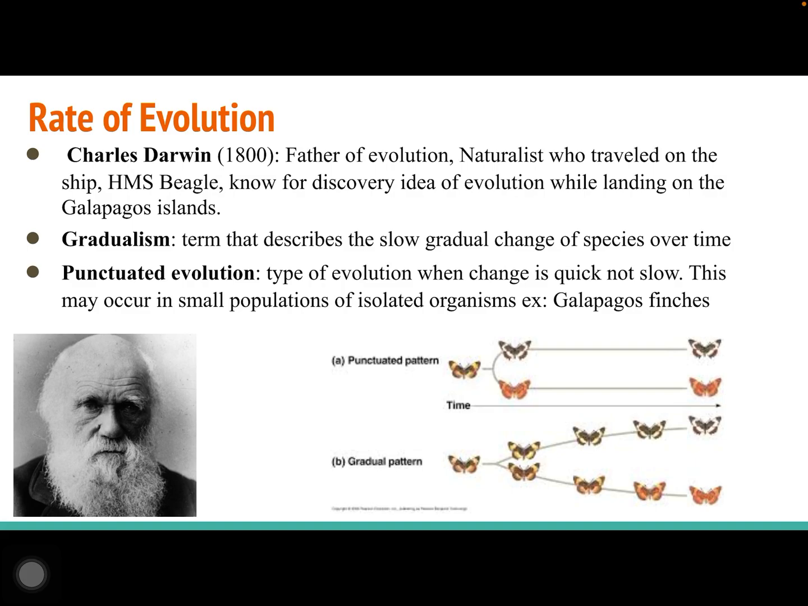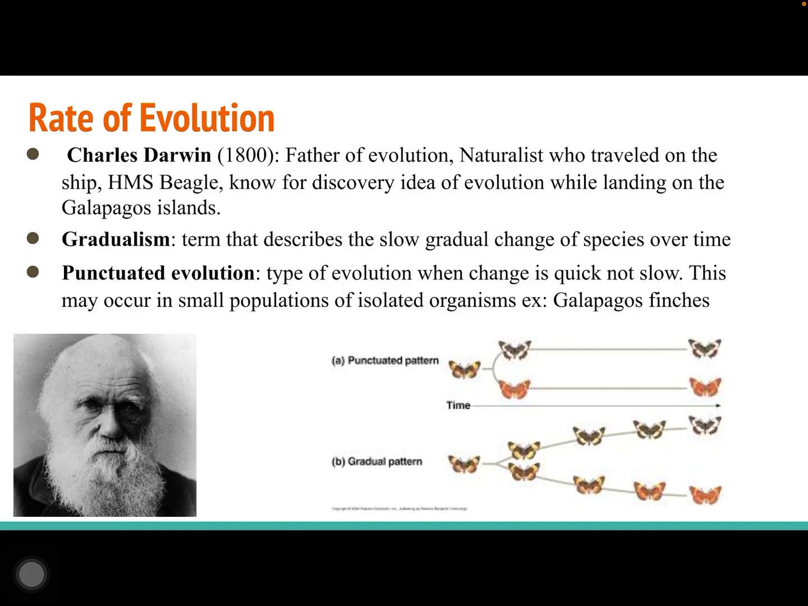He came up with this term called gradualism. It's a term that describes the slow, gradual change of a species over time. If you look at this bottom picture, which is letter B, the gradualism pattern, or gradual pattern, you'll see over time there is a slow change. It's not instant like the punctuated pattern or punctuated evolution, where it happens very quickly and occurs in a very small population like those Galapagos finches. Darwin was looking at the finches and noticed that very quickly their beak shape changed based on what was readily available for them to eat.